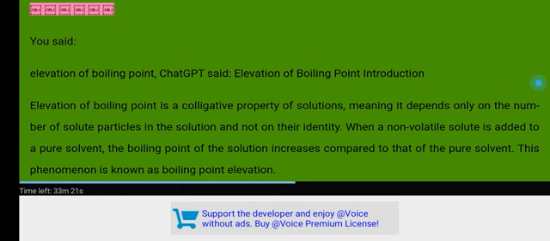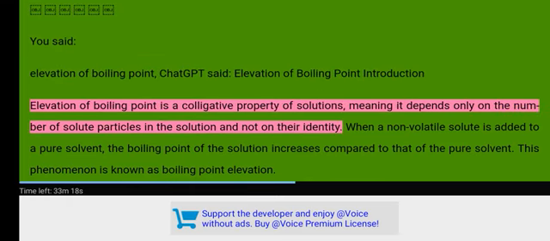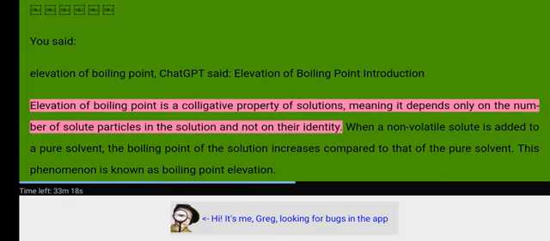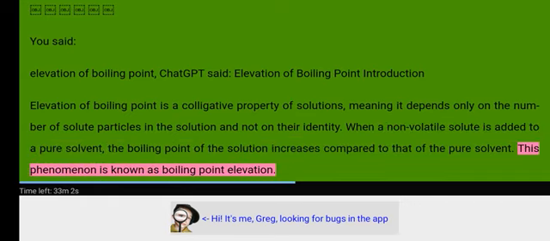Elevation of boiling point. Introduction. Elevation of boiling point is a colligative property of solutions, meaning it depends only on the number of solute particles in the solution and not on their identity. When a non-volatile solute is added to a pure solvent, the boiling point of the solution increases compared to that of the pure solvent. This phenomenon is known as boiling point elevation.